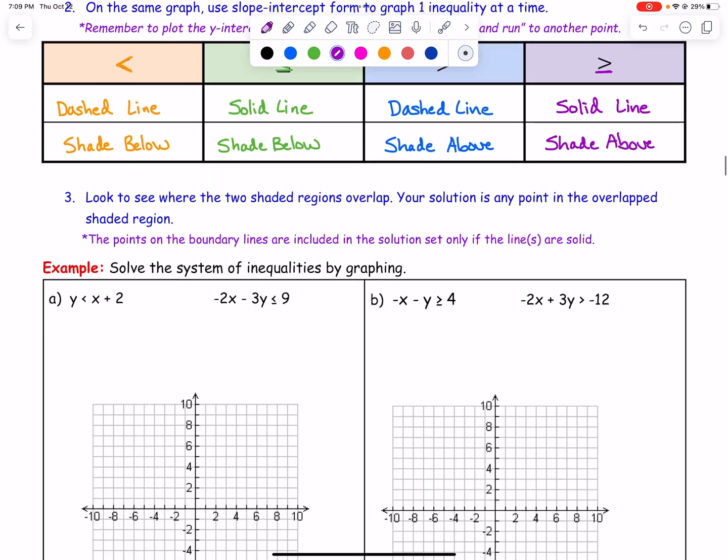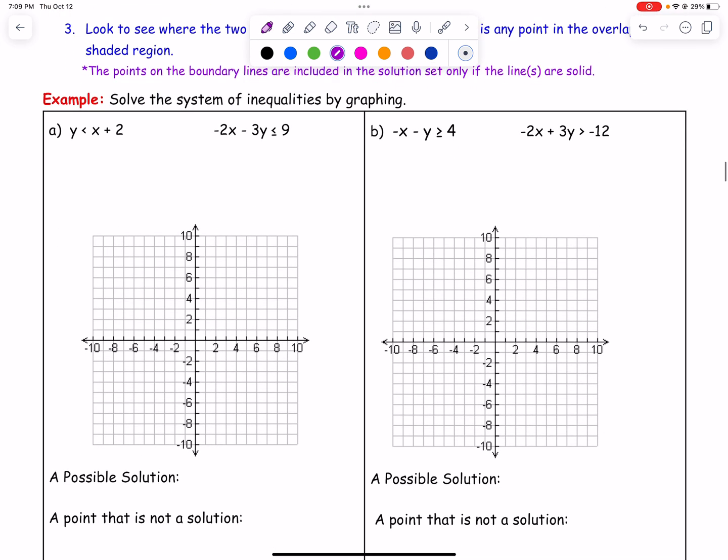So let's look at a couple of examples. These say solve the system of inequalities by graphing. We're given y is less than x plus 2 and negative 2x minus 3y is less than or equal to 9. I can see that the first one already has y by itself, but the second one needs a little work. So let's start with that.